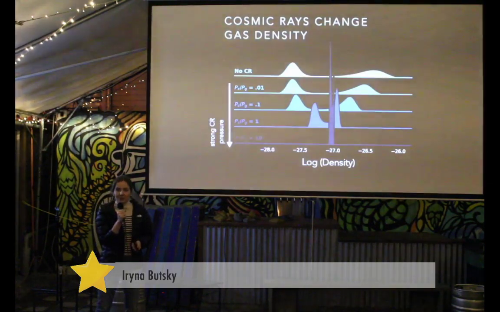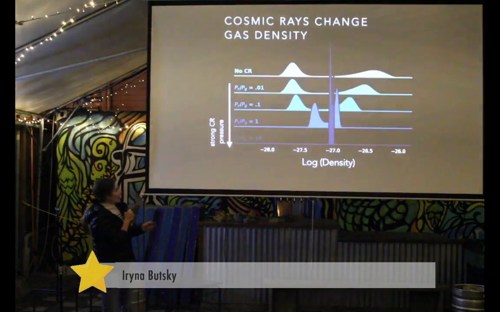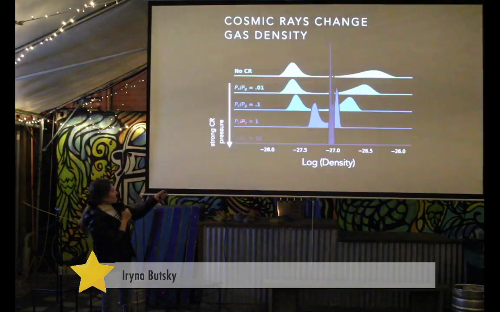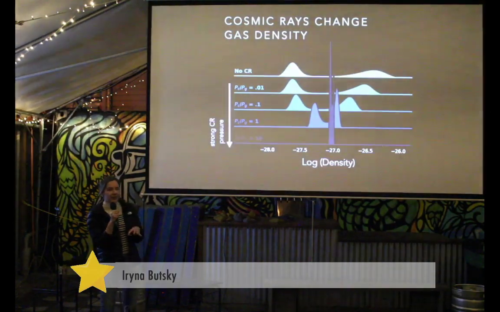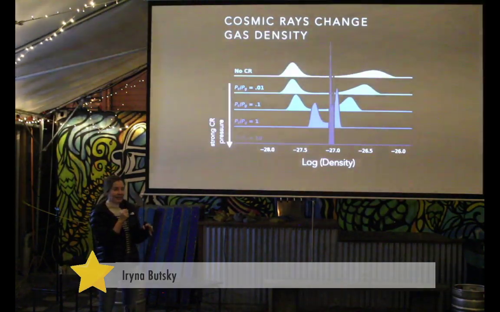They start looking really different. In the case without cosmic rays up here, you have two very distinct phases. You have a hot phase and a cold phase. One is low density, one is high density.